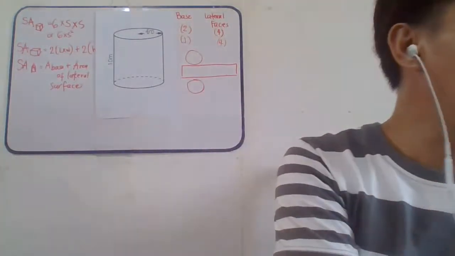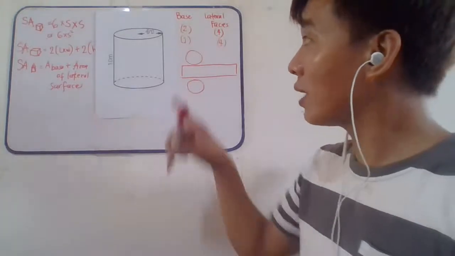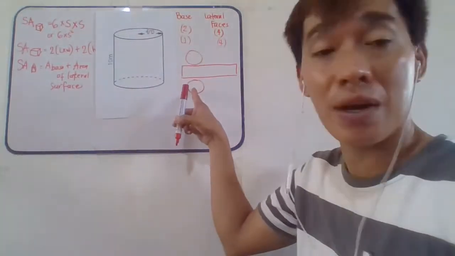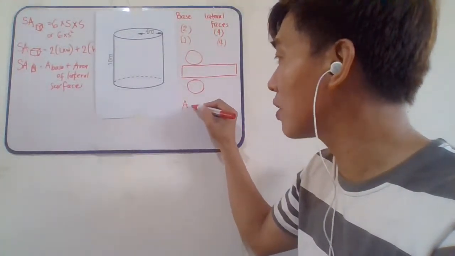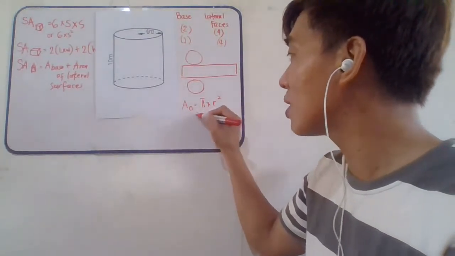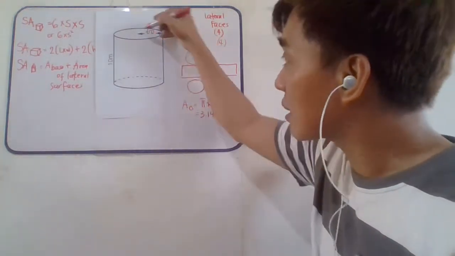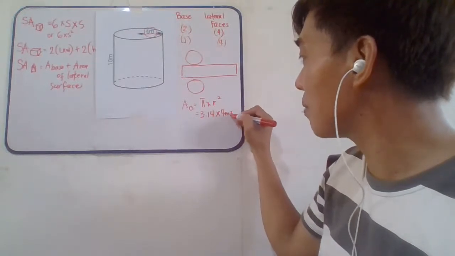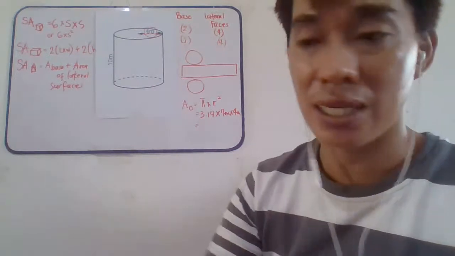Okay, so the next thing that we have to do is to get its surface area. Now, to get the surface area, we have to get the area of the two circles here. So the area of the circle is equal to pi times radius squared. So pi is 3.14 times the radius is 4. That's given. That's 4 meters times 4 meters. Okay? So the area of that circle is equal to, wait.